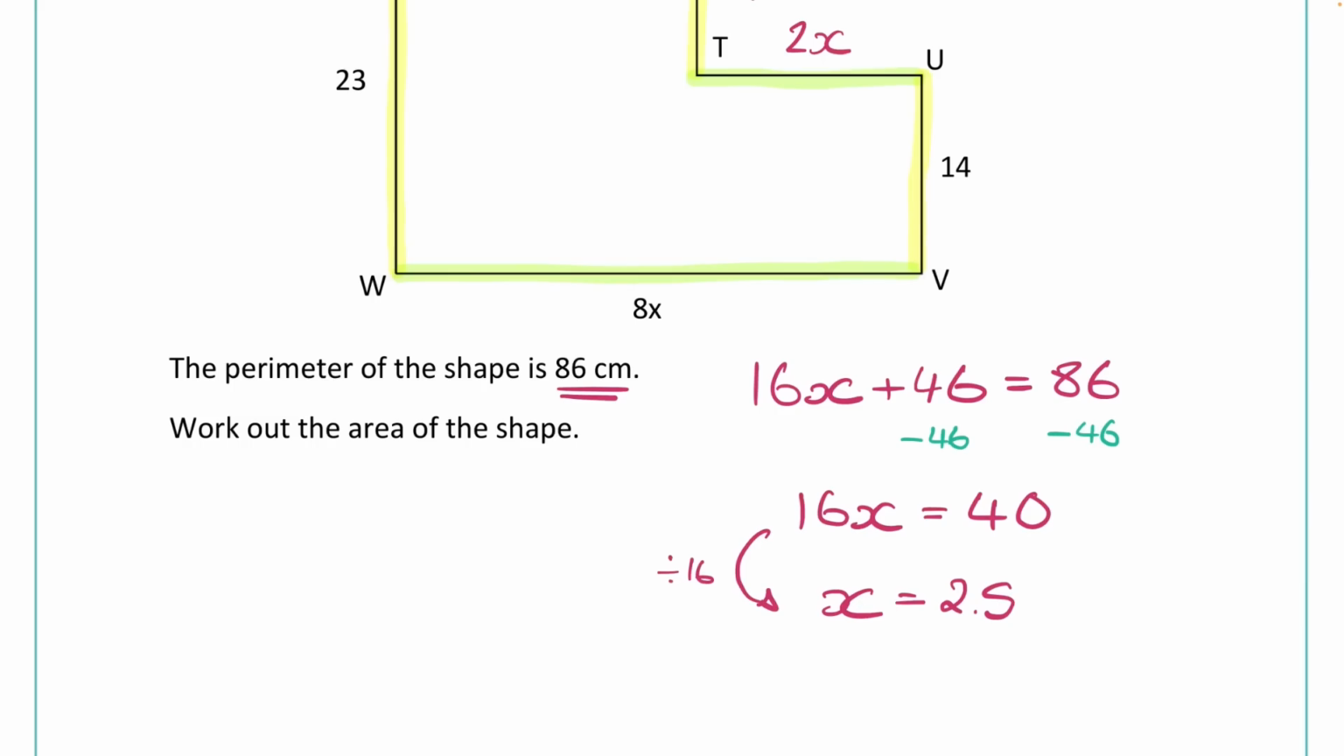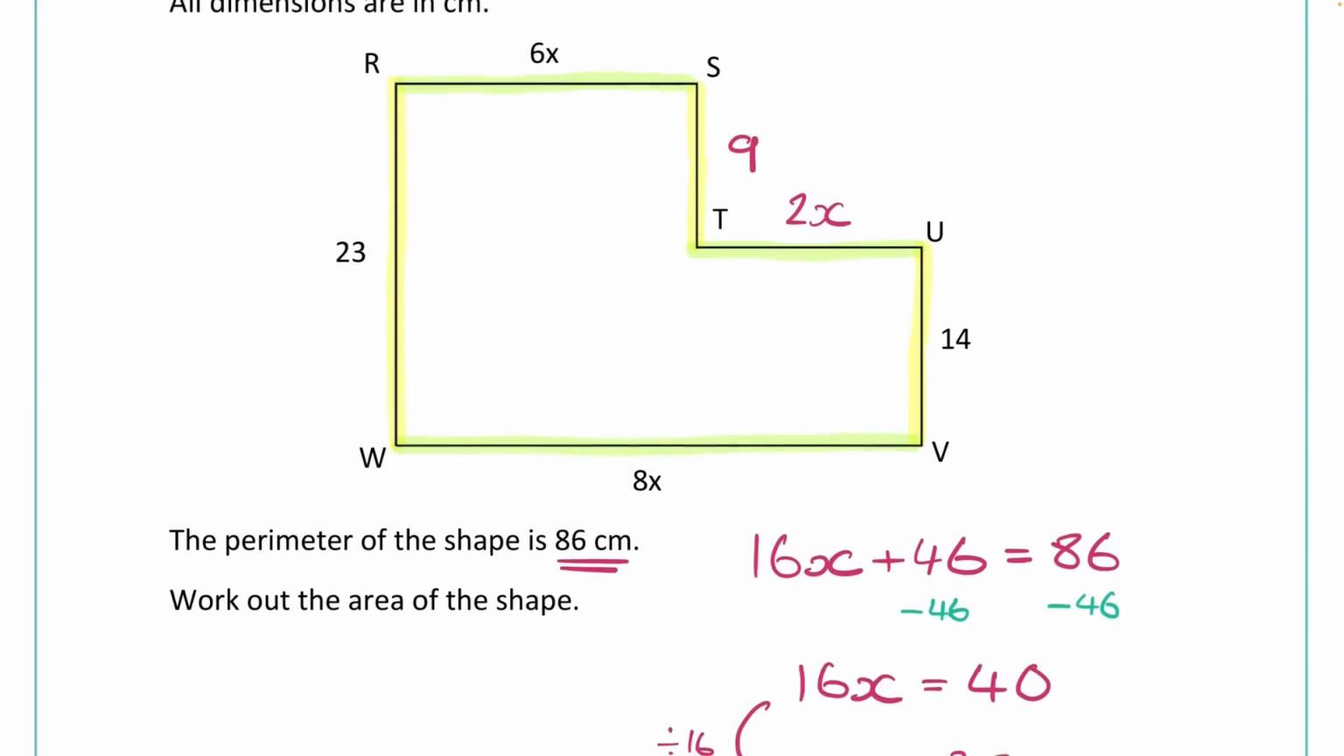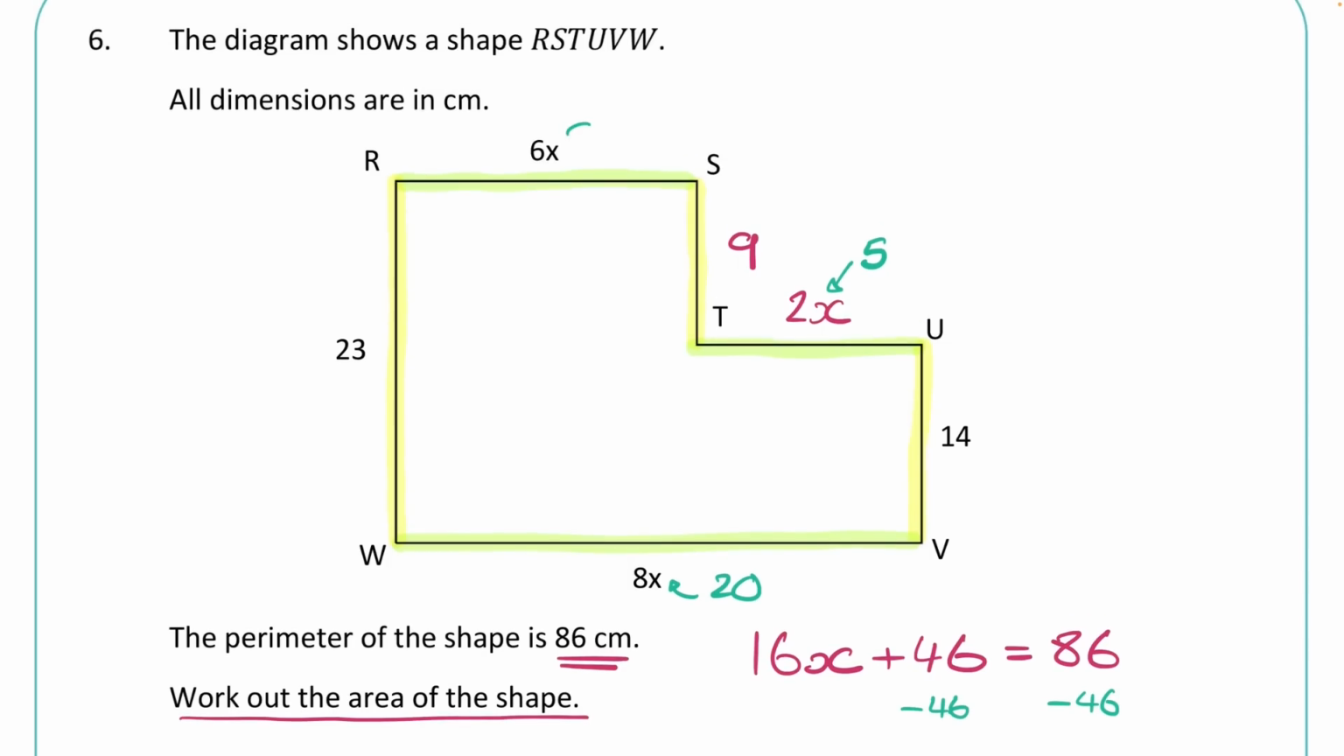Now I know the value of x, I can substitute that back into the side lengths, and this particular question asked me to then work out the area of the shape. So if I substitute it back in, 2x would be equal to 5, 8x would be equal to 20, and 6x up here would be equal to 15. Up to you now how you decide to split this shape up. I'm going to split it going down here. So I've got my two rectangles.